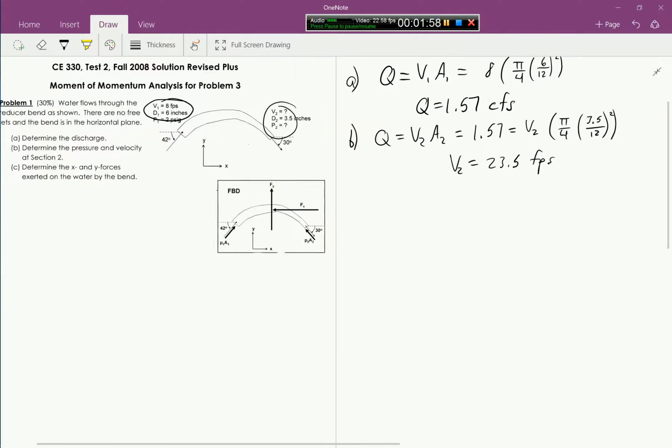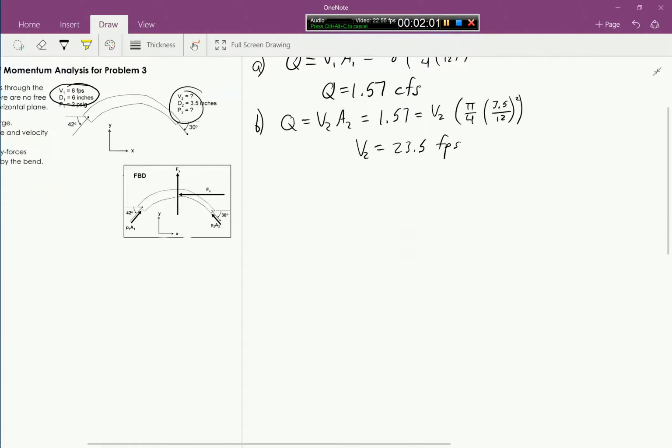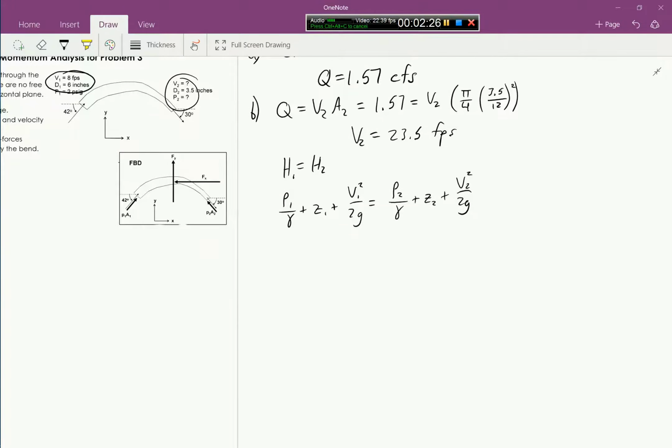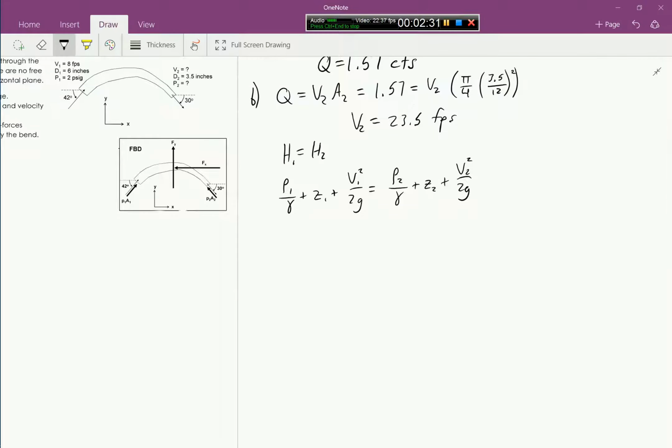Now we are asked to find the pressure at section 2. Now to do this, we use the Bernoulli equation. So H1 equals H2, and we have P1 over gamma plus Z1 plus V1 squared over 2G equals P2 over gamma plus Z2 plus V2 squared over 2G. We know P1 is given in the problem here as 2 PSIG, so we need to make sure to convert that to PSFG.